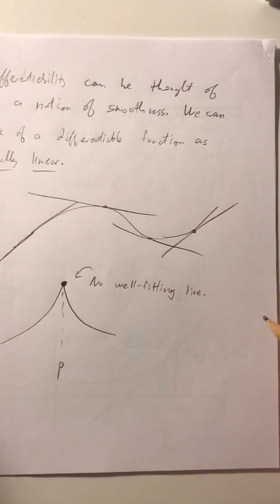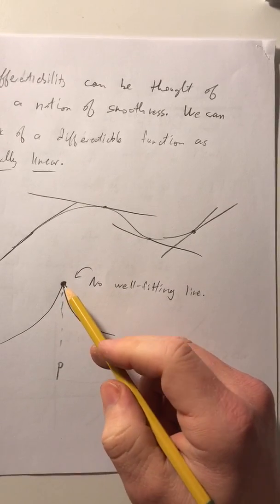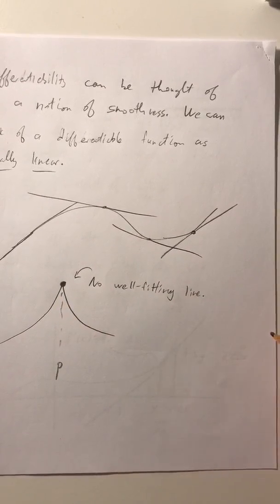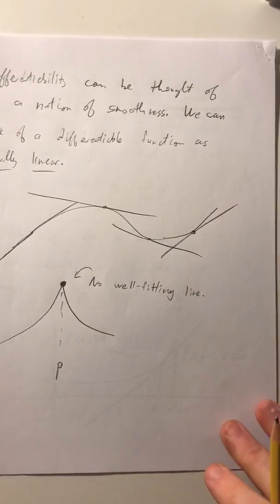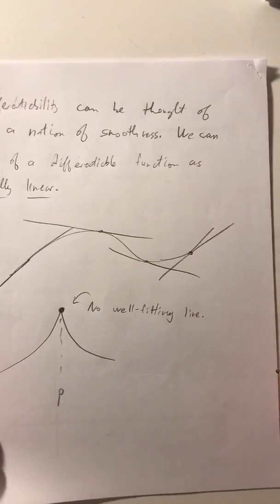So we typically tend to think of functions which are differentiable as being smooth. Differentiability is some kind of notion of how smooth the function is. If the function has a sharp cusp like this or a corner, then it's probably not going to be differentiable at the corner or the cusp.